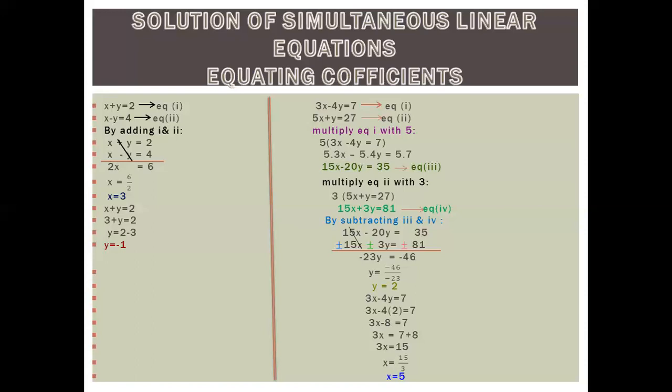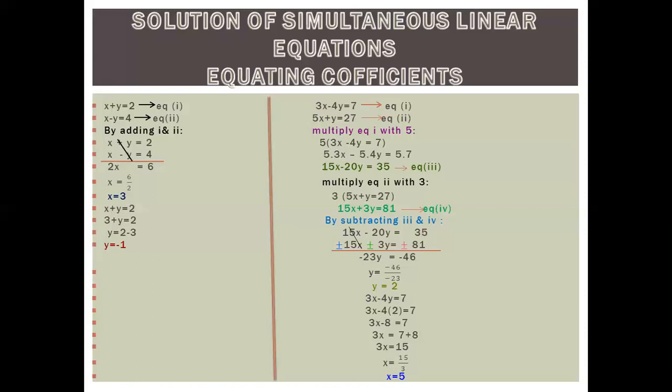Now you see, we have solved the simultaneous linear equations. Linear means that the highest power of the variable is 1. In both equations the power of the variable is 1, so that's why they are called simultaneous linear equations. And by adding, we got the value of x, because we eliminated y.